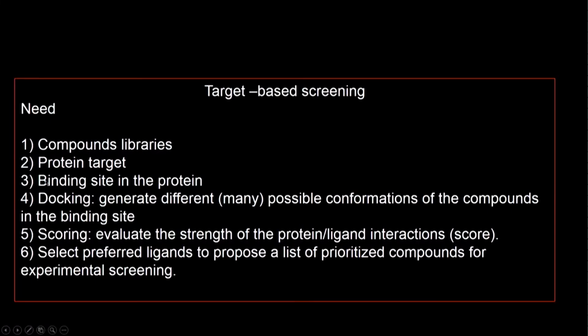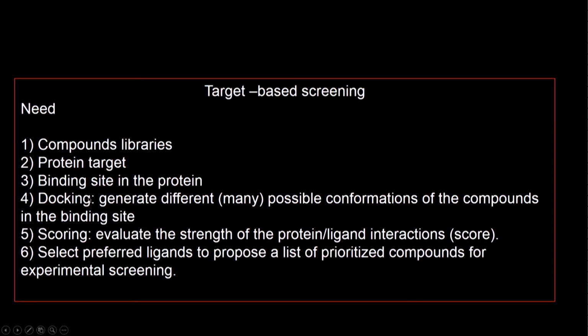If you are doing competitive inhibition, then obviously the ligand has to compete for the substrate site of the protein. If you are looking at allosteric non-competitive inhibition, then you look at other sites. So, deciding on the site also tells you what type of drug you are planning to design.